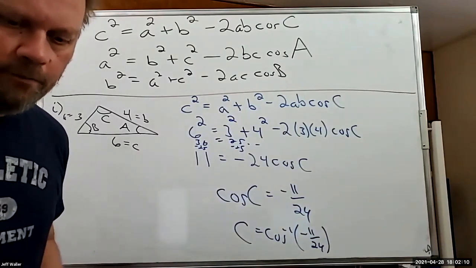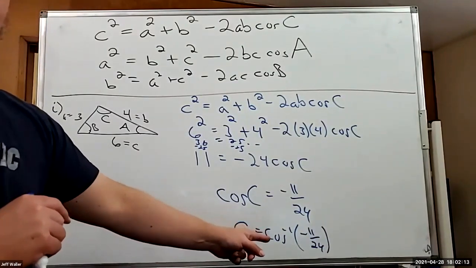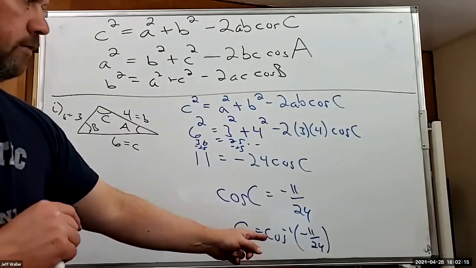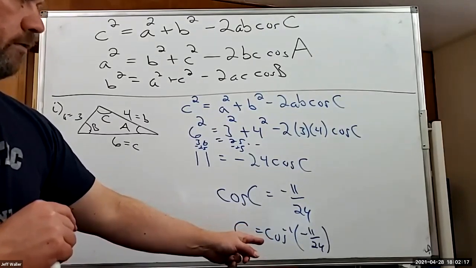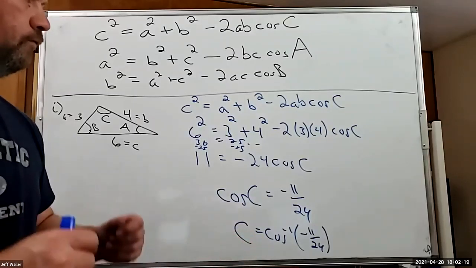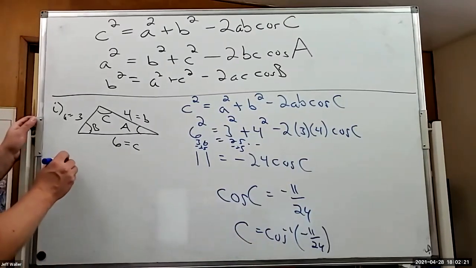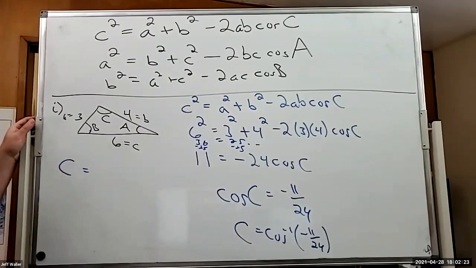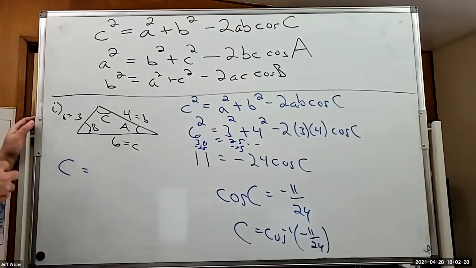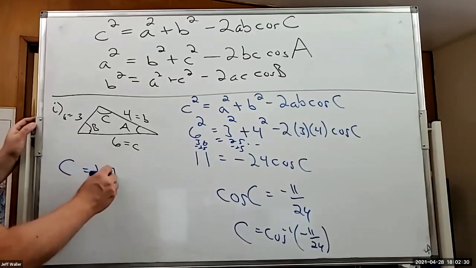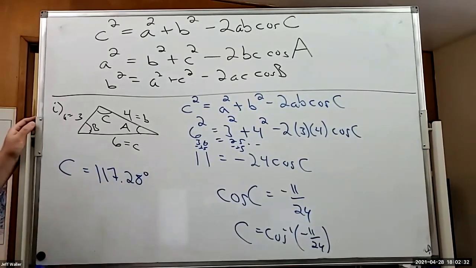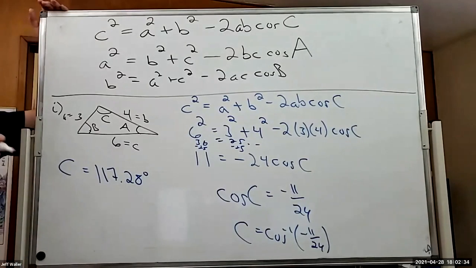All right. And then what do you guys get when you throw that in the calculator? Anybody get what angle C is? Yeah, 117.28. Let me ask you real quick.